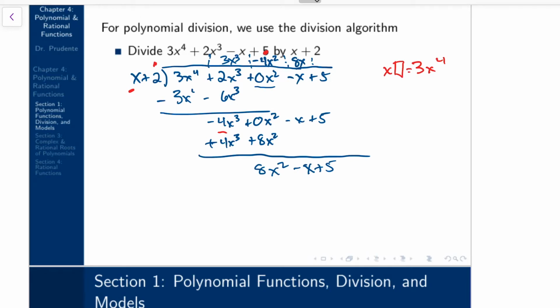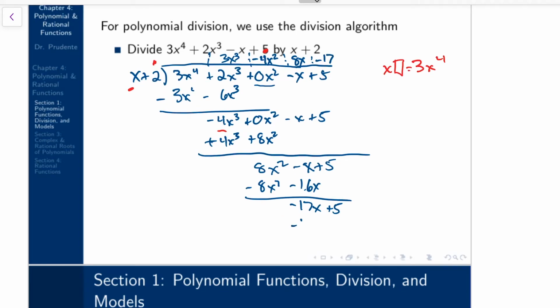I want an 8x, so when I multiply 8x by x, I get 8x squared. Here I'll get plus 16x. Let's see. Again, I want to change my signs, and I'll combine. That's negative 17x plus 5, and I get minus 17. So I get negative 17x minus 34. And so I'll switch my signs. I'll get 39. This is going to be my remainder.